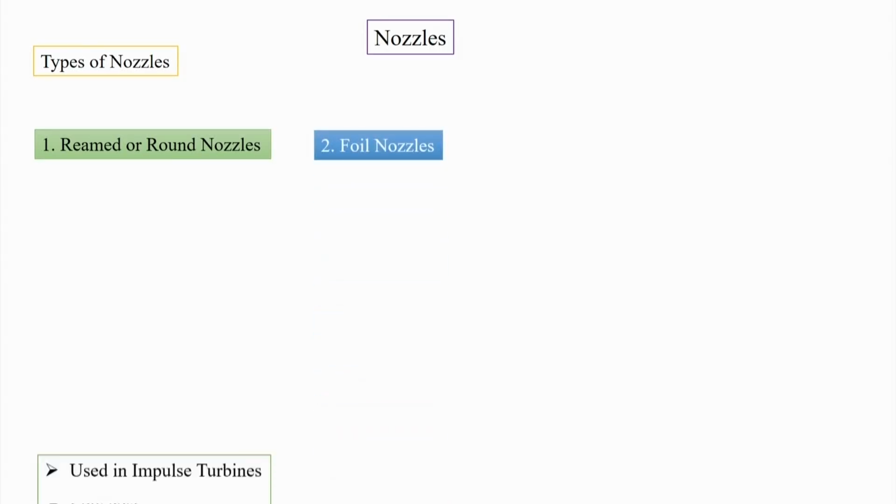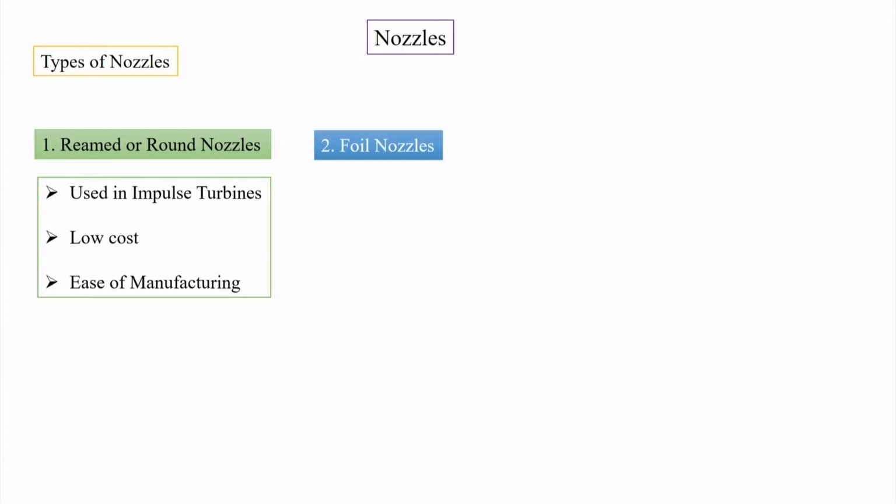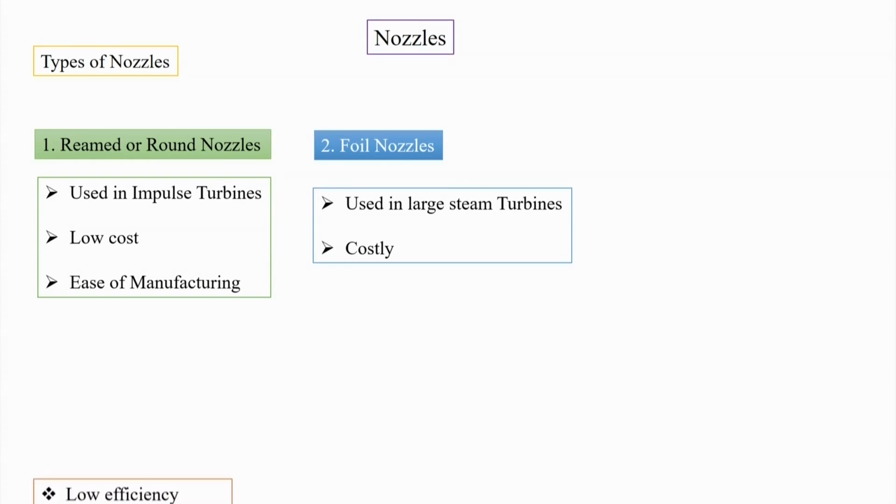Now, we are going to see what the types of nozzle are. There are basically two types of nozzle. One is called round nozzle or rimmed nozzle, and the other is called foil nozzle. Round nozzles are mostly used in impulse turbines. These nozzles are very conventional, low cost, easy to fabricate, so easy to manufacture. Foil nozzles are costly and they are used for large steam turbine applications.